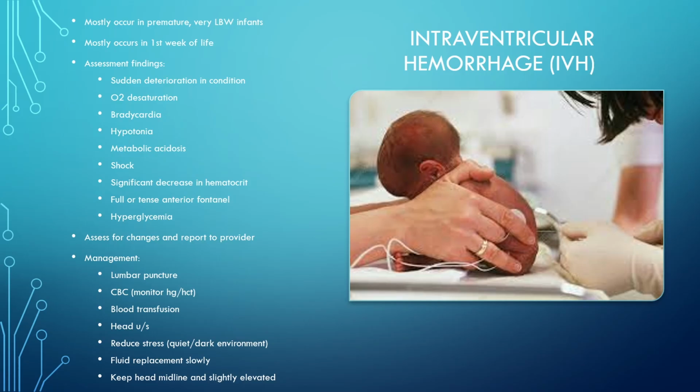What they're going to do is they are going to come do a lumbar puncture, and that's what this picture is. Okay, they're taking some fluid out from in the spinal cord area to see if there's blood or anything like that. You can do a CBC because we're going to look at its hemoglobin and hematocrit. You might need to do a blood transfusion on these babies to replace that blood that's being lost. You're going to do a head ultrasound and look for the hemorrhage.